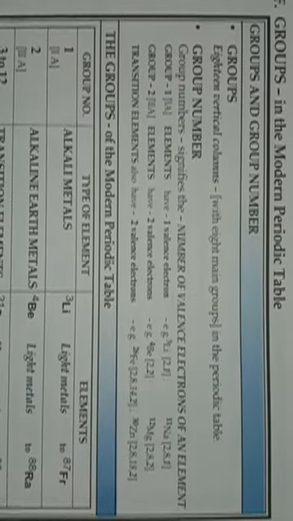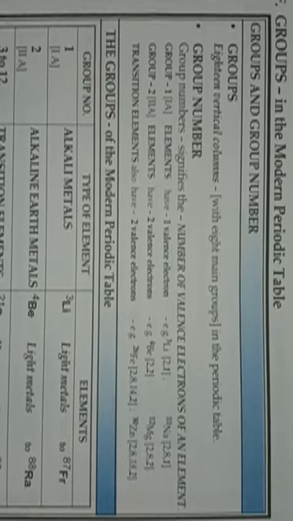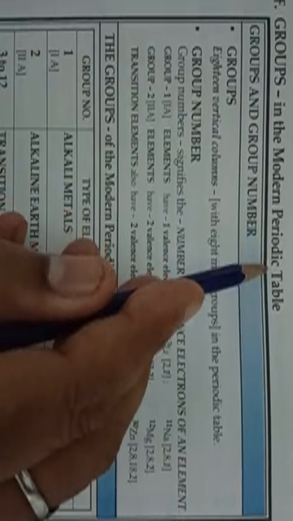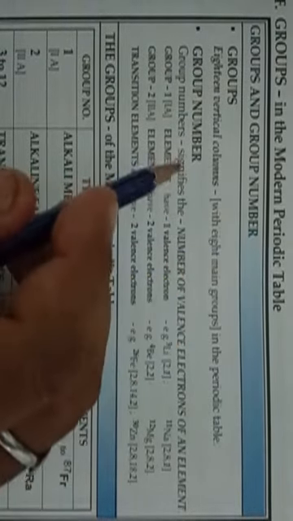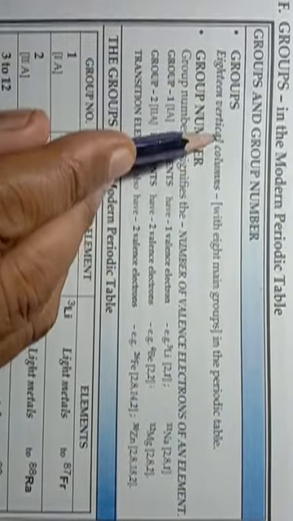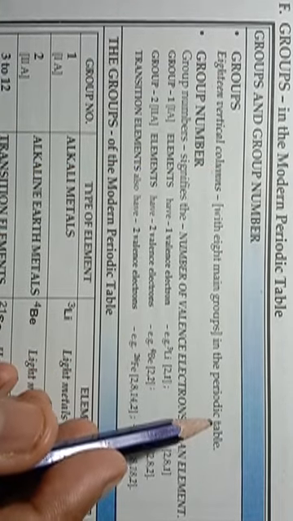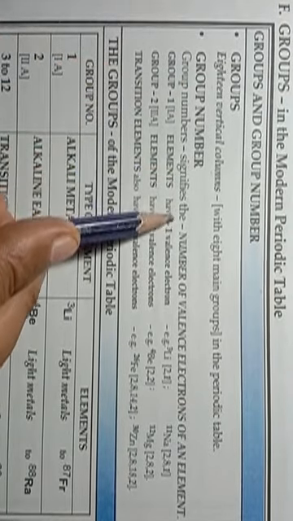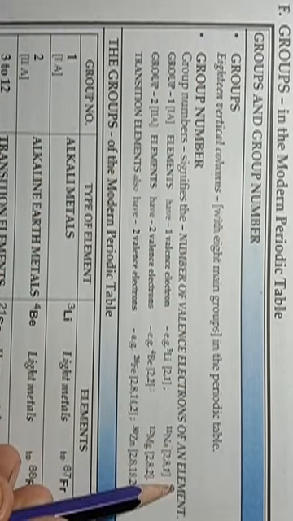Children, we start our discussion from page number 85 and the heading is groups in the modern periodic table. As you all know, the total number of groups in the modern periodic table is 18. Vertical columns in the periodic table are known as groups. Group number signifies the number of valence electrons of an element.